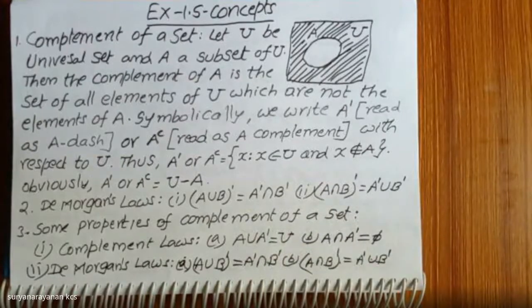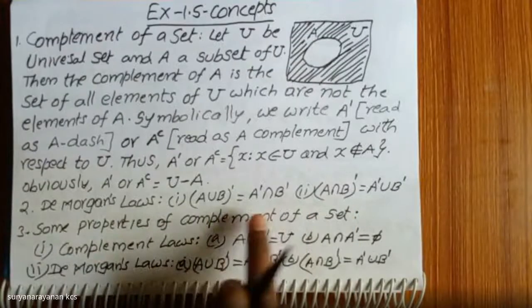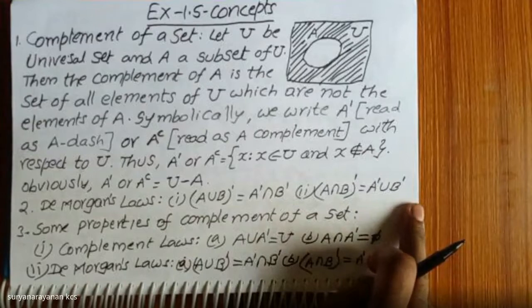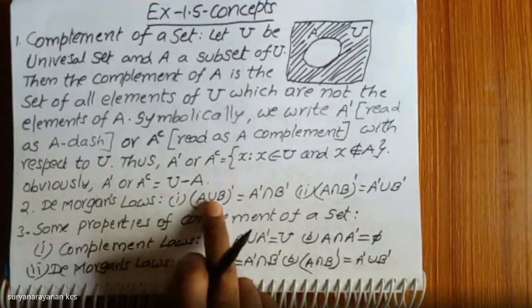Vinisha, you have network issue. Catherine, my dear Catherine, once read these two De Morgan's laws. A union B whole dash equal to A dash intersection B dash. A intersection B whole dash equal to A dash union B dash. Very good, my dear Catherine. My dear Percy, A union B the whole dash is equal to A dash intersection B dash. The second one, A intersection B the whole dash is equal to A dash union B dash.